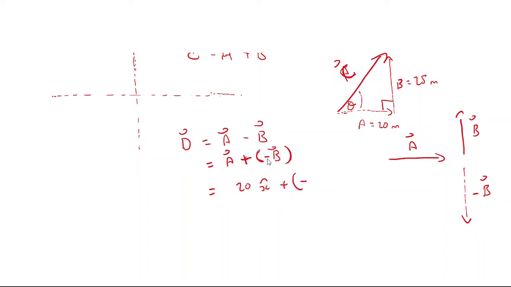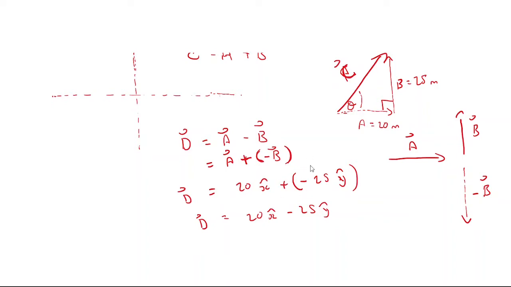Put a minus, which is this minus. Now what is vector B? Vector B is 25, so you have a minus B, and the magnitude is 25, in the Y direction, not the X direction. So it turns out that my vector D is going to be given by 20x minus 25y.